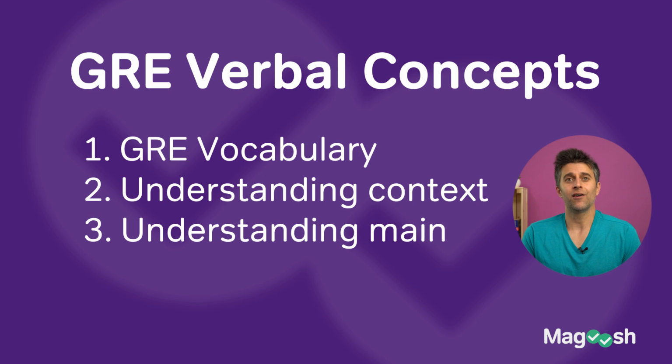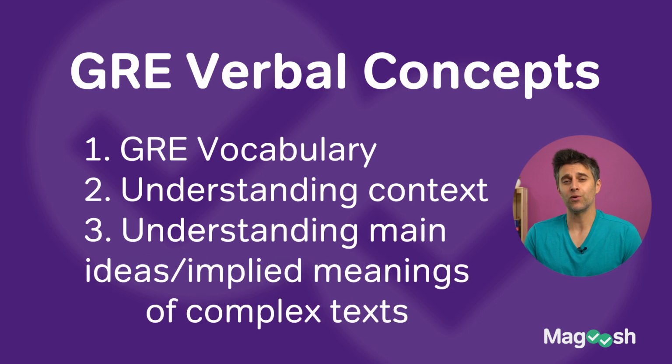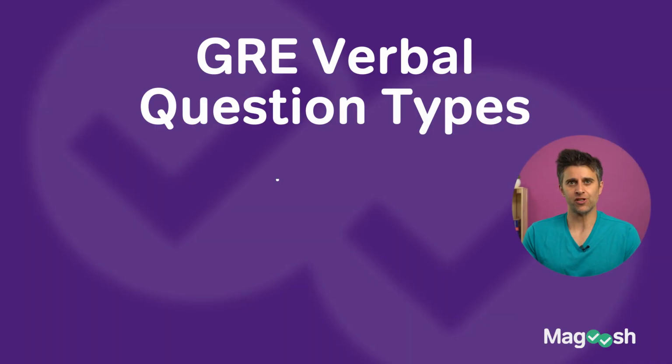Finally, there are these long and dense reading texts. And so you have to be able to pick up on both the main ideas and the implied meanings of these texts. Now that we've talked about the what, let's talk about the how, with the three different question types that show up on the GRE Verbal Section, starting with the text completion.